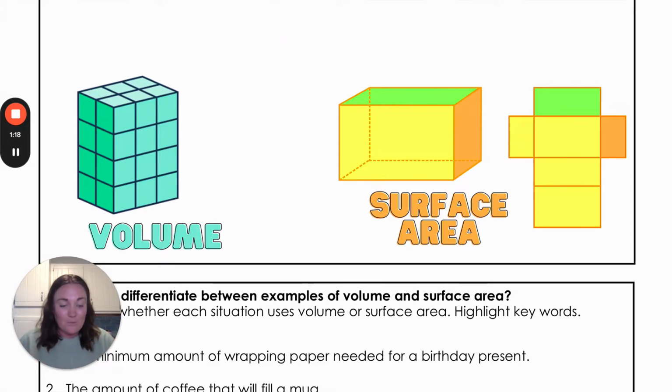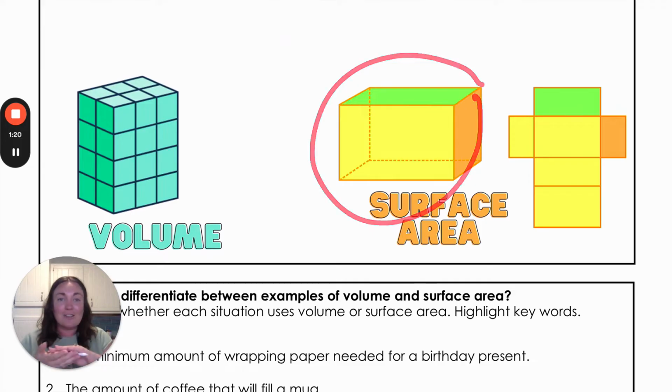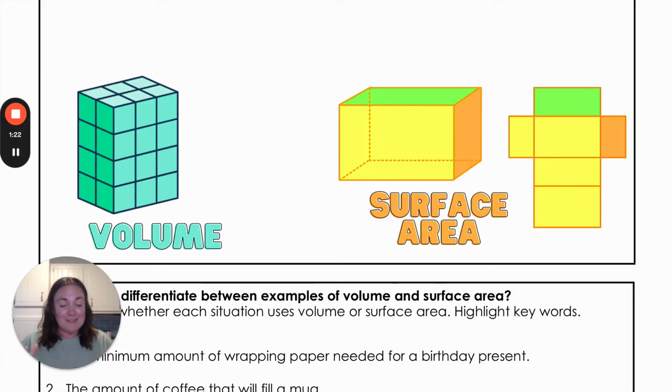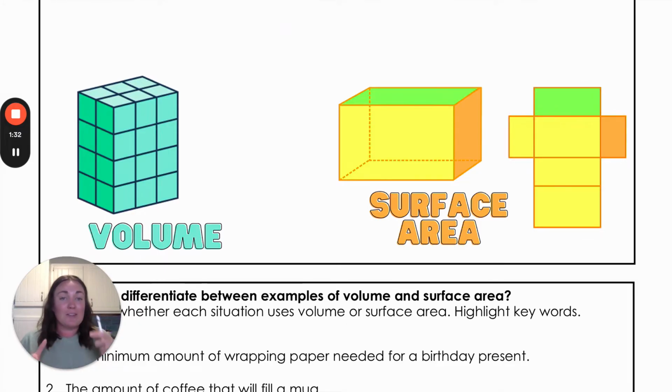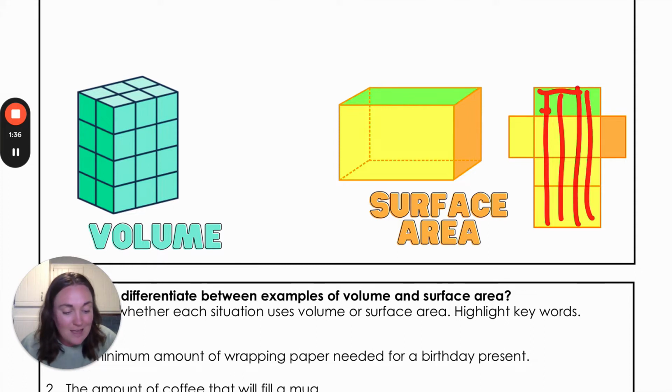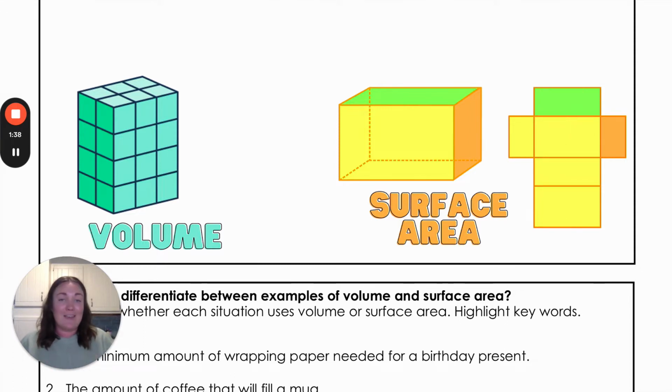Surface area, we're taking this 3D object and we're actually unfolding it, which we'll talk about in a later video. But when we unfold it and we look at what's called the net, we have this two-dimensional flat object. And what we're doing with that is instead of breaking it up into little cubes, we're breaking it up into little squares. So we're seeing how many squares are going to fit in that space. So that's why surface area is squared and volume is cubed.